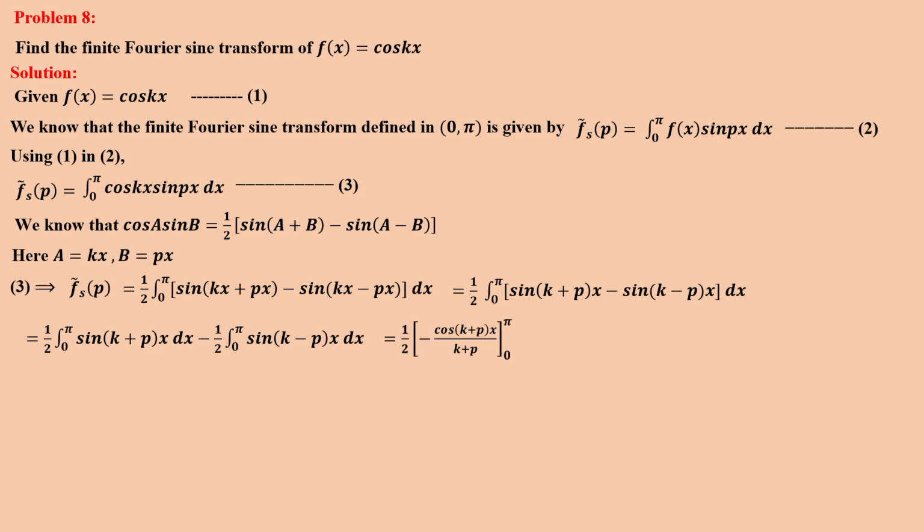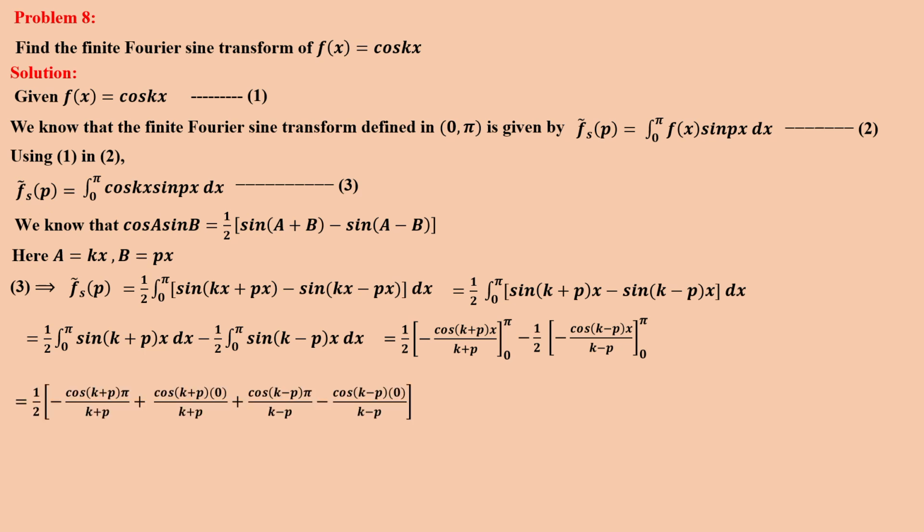That is equal to 1 by 2 [minus cos(k plus p)x by (k plus p)], lower limit 0, upper limit pi, then minus 1 by 2 [minus cos(k minus p)x by (k minus p)], lower limit 0, upper limit pi. Because we know the integral of sin ax dx is equal to minus cos ax by a. So in the first integral, instead of a you have k plus p. In the second integral you have k minus p, right?